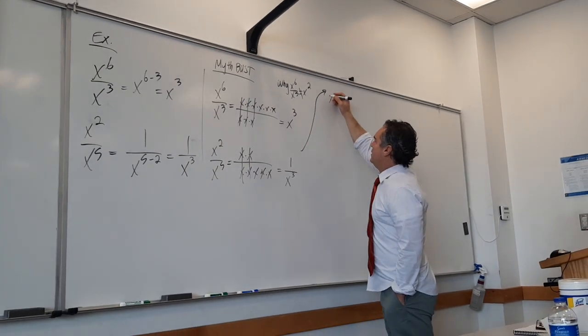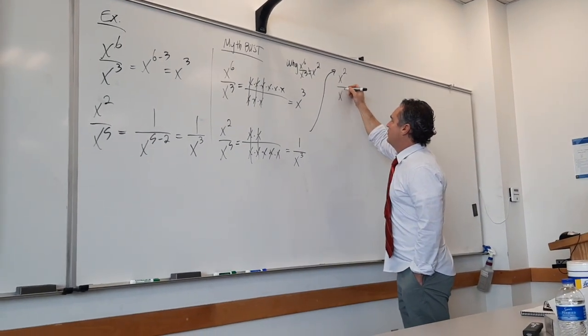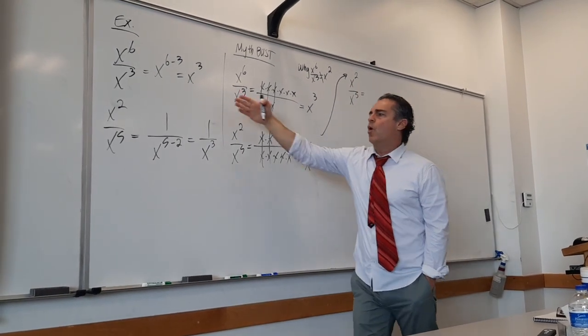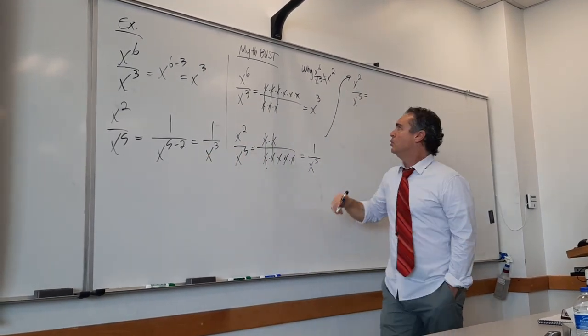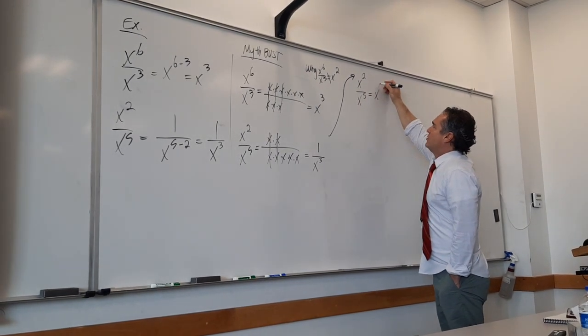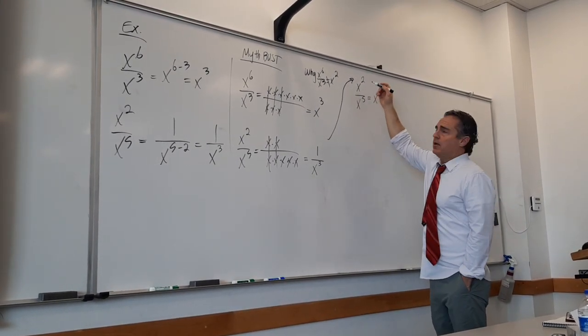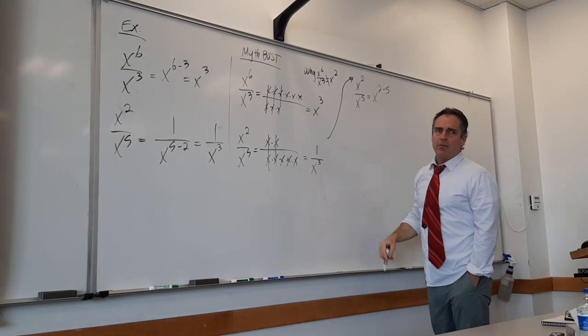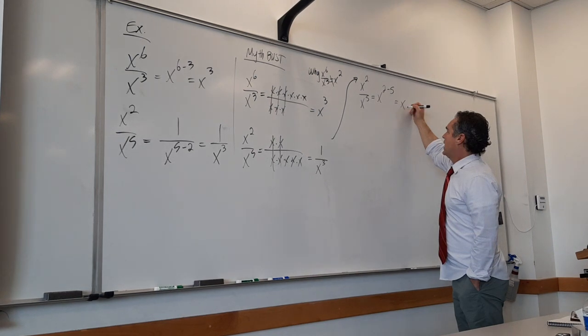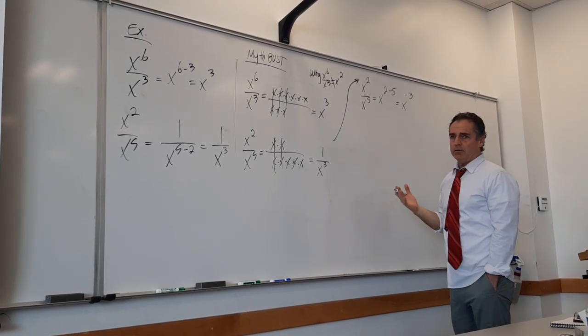Do you agree with me that x to the 2nd over x to the 5th, if we did not do this 1 over thing, if we just obeyed the quotient rule, would equal x to the 2 minus 5, right? We take top number minus the bottom number. Agreed? What does that equal? X to the negative 3rd, right?